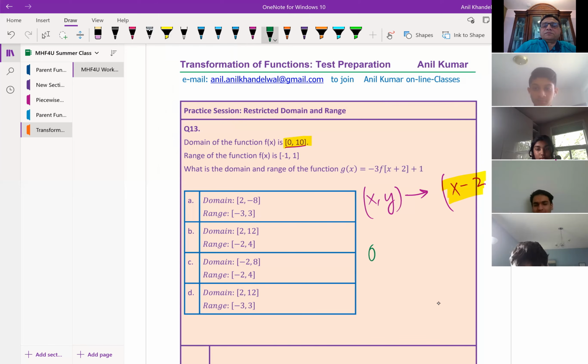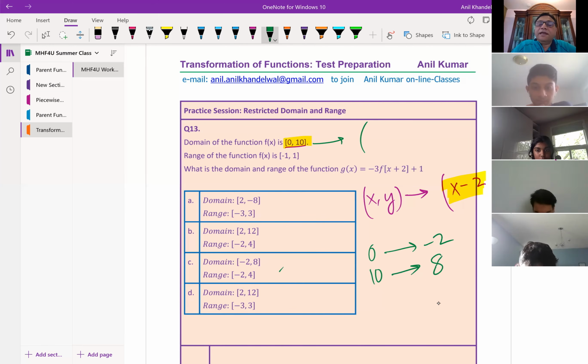Well, 0 will become -2, right? And 10 will become 8, correct? So the whole region, the domain, changes from -2 to 8. Is that clear? This is the only answer.